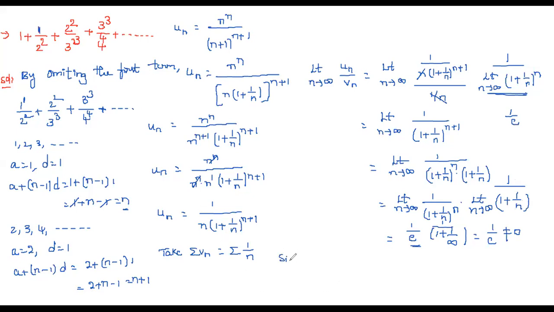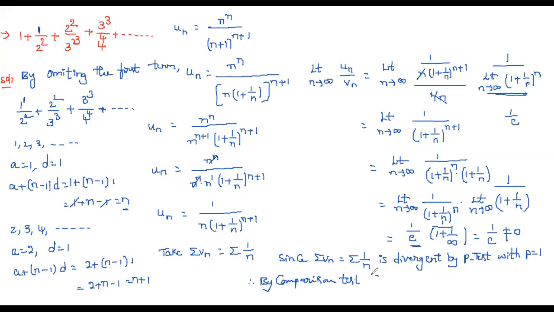And what about this? Since summation v n equal to summation 1 by n is divergent by p test with p equal to 1, therefore, by comparison test, summation u n is also divergent.